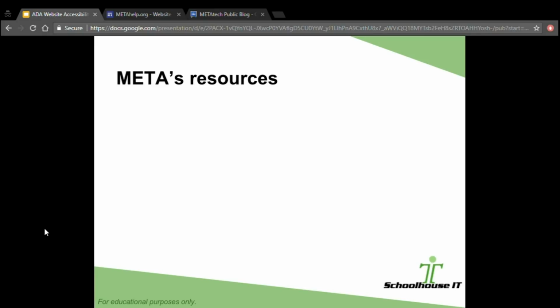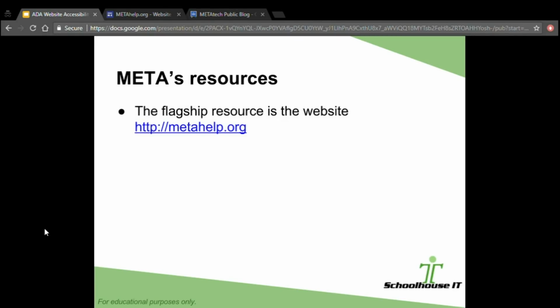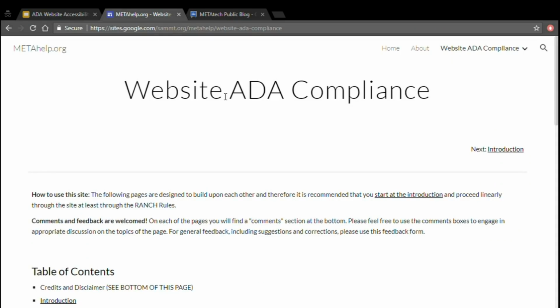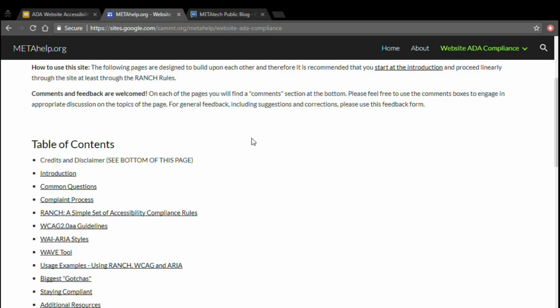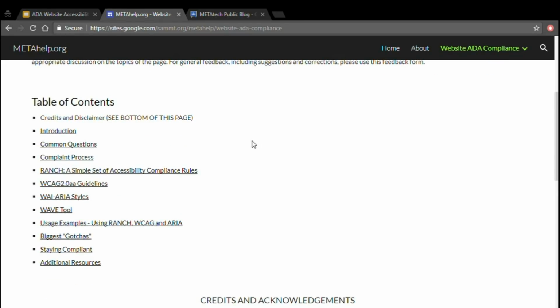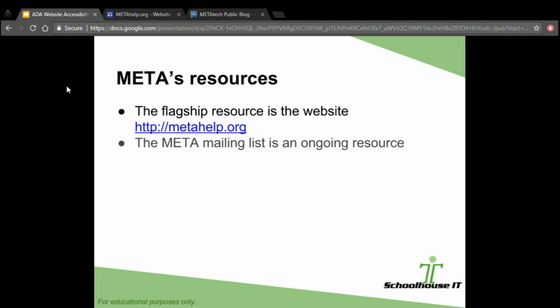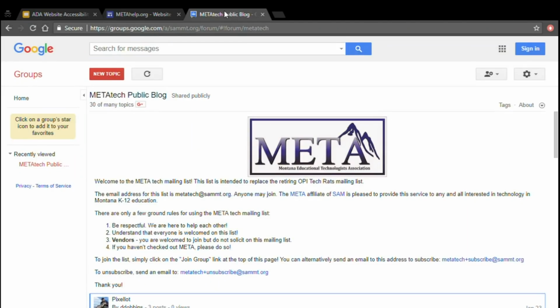The key resource we'll be going over today is the metahelp.org website. This website provides a robust overview of website accessibility, including Montana schools' legal obligations, the technical considerations associated with accessibility, some how-tos on getting your website compliant, some gotchas to watch out for, and some considerations for ongoing compliance management. There are also links to several excellent external resources addressing specific considerations. The Meta mailing list is also a great place to engage Montana technologists in conversation about this or any other topic.